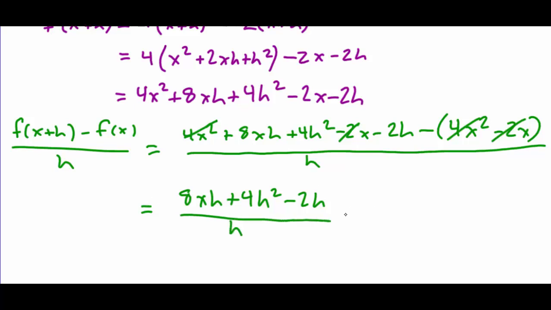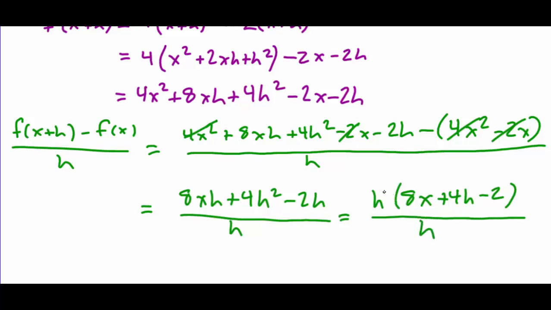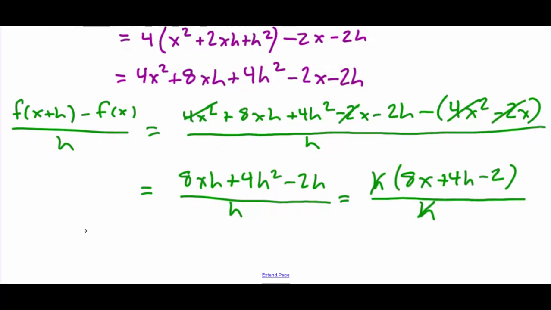Now you might notice everything in the numerator has an h in it, so we can actually factor that out. And some of you probably recognize right away why I'm doing that. Others may be like, why? Well, here's why. Because we're dividing by h, and now those terms are gone, and we're actually left with, I guess we'll call it the answer. It's the difference quotient, 8x plus 4h minus 2.